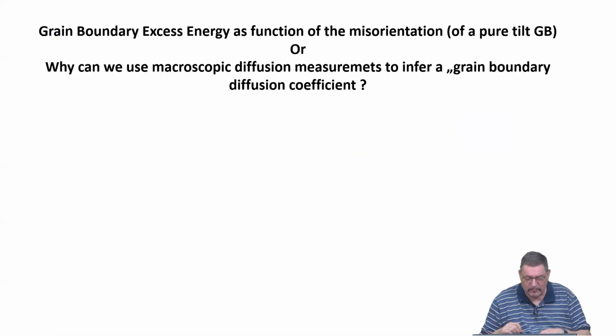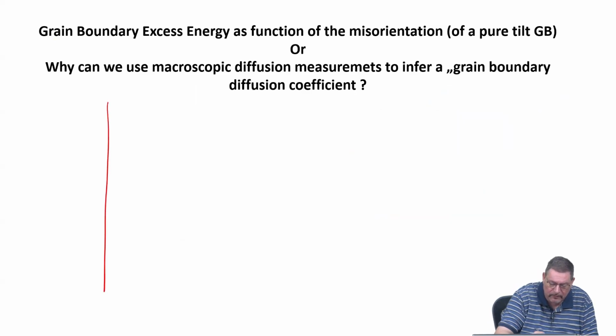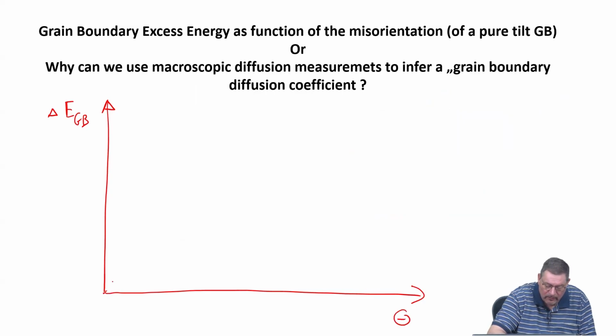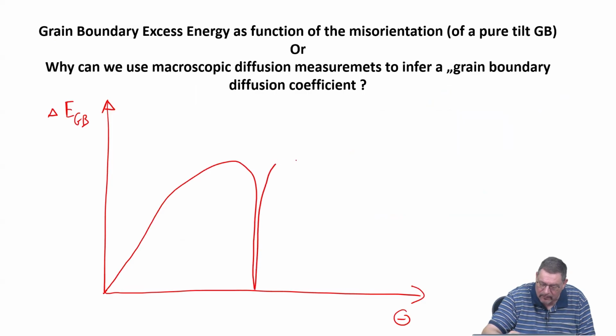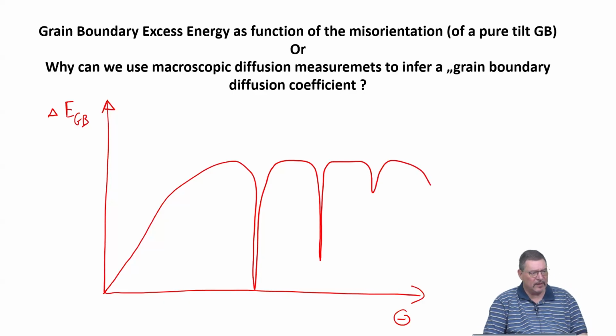Now, coming back to diffusion. So we have seen there's a lot of different boundaries. And if we calculate the excess energy of the grain boundaries as a function of misorientation, we start with the low angles, then we go like this, and then we have something like this, right?